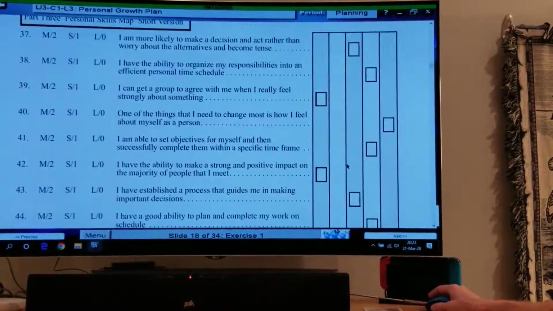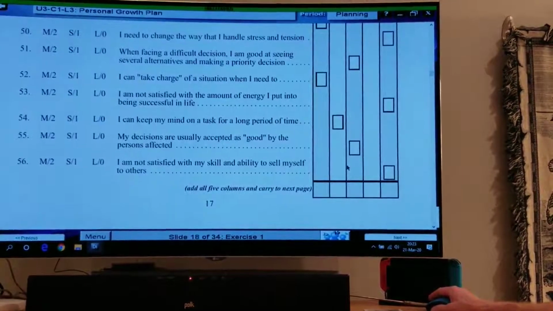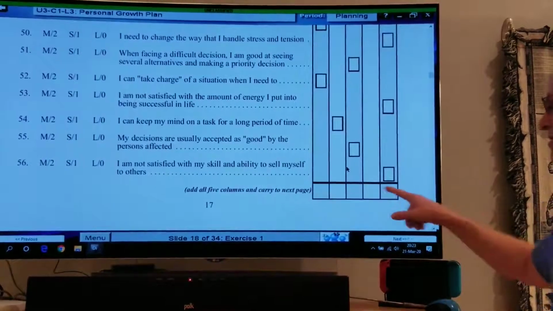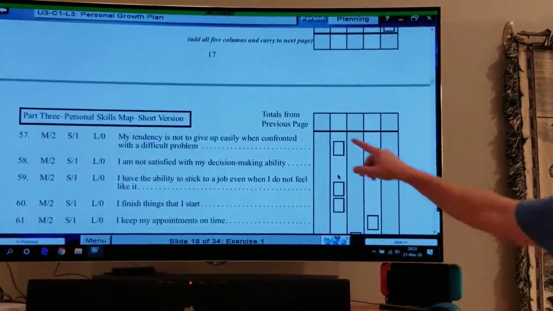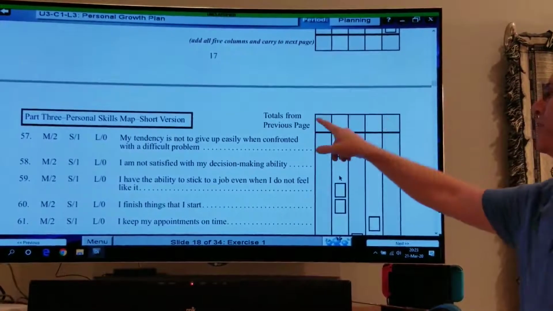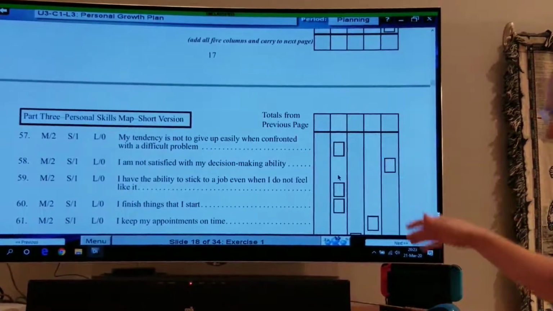And we come down. There's more boxes to fill. But look, these look like they're different colors. There's more of them. Why? Because we've got to take these totals and carry them to the next page. So let's look at the next page. See? And you take the same totals you had here, put those numbers here. They're going to add to these boxes here.